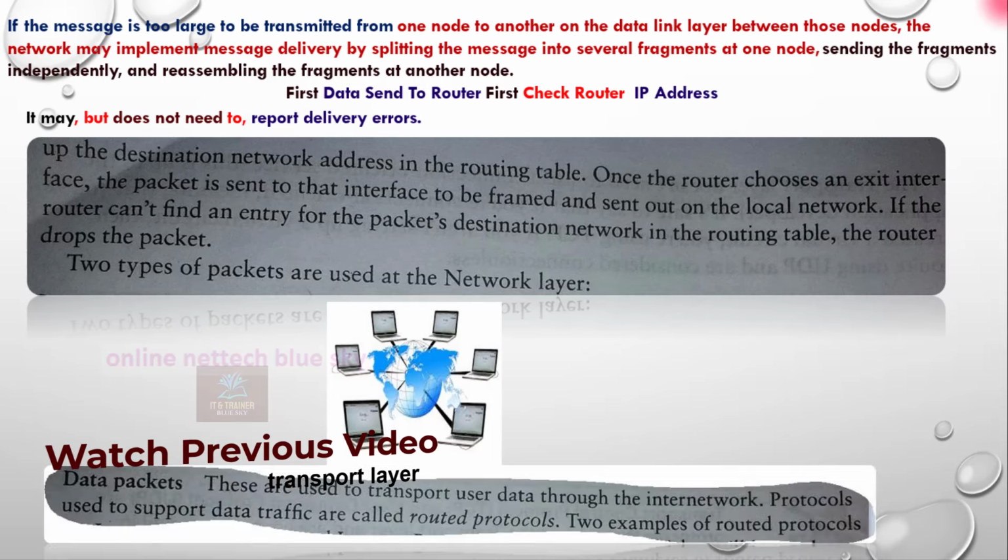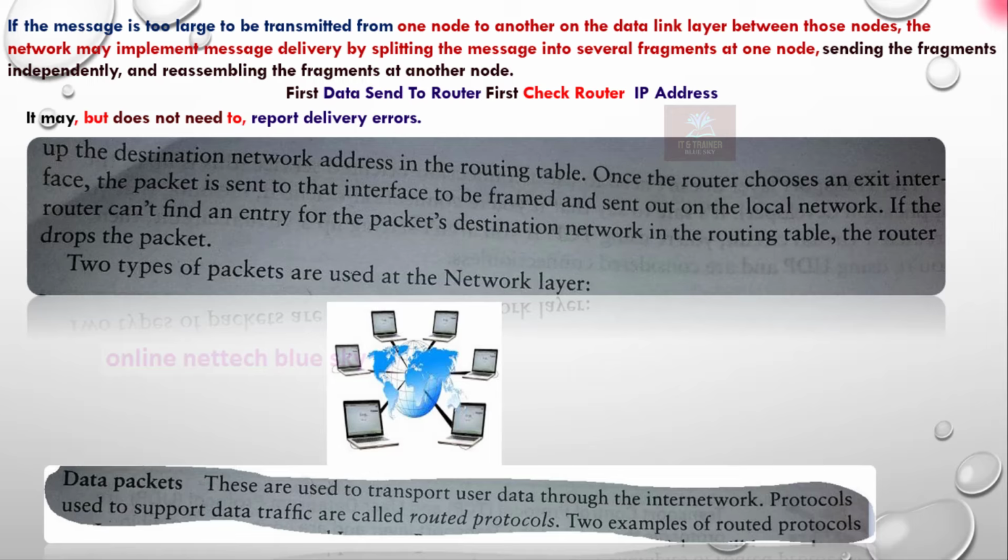First is the data packet. These are used to transport user data through the internetwork. The protocols used to support data traffic are called routed protocols. Routed protocols mean supporting data traffic, and data traffic means your data travels along a pathway quickly in response to your system. So router communication protocols provide fast traffic for sending your data.